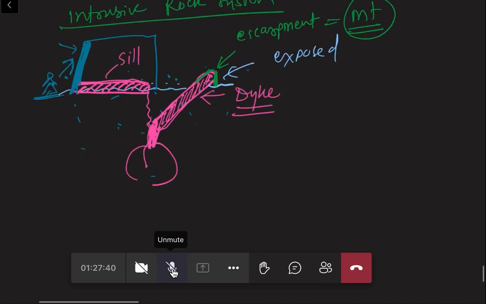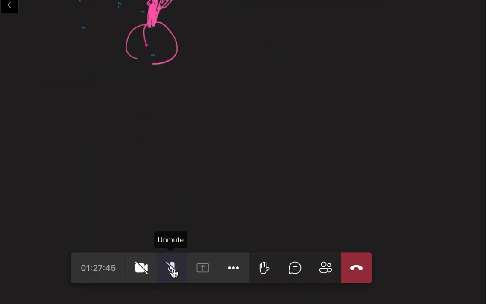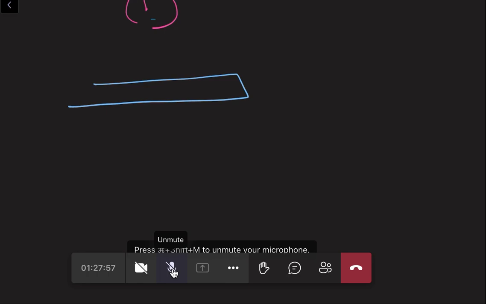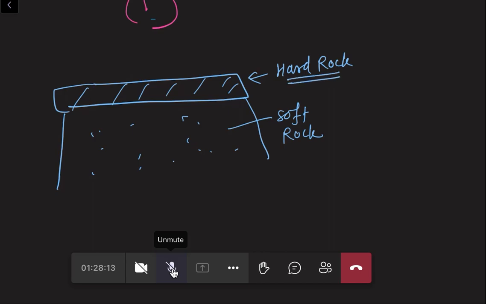Okay, now we have seen above that the Meghalaya plateau is formed like this. Meghalaya plateau is again an escarpment. But in some areas, not in Meghalaya, what happens? The hard rock overlays the soft rock. This is soft rock, and it is capped by the hard rock.